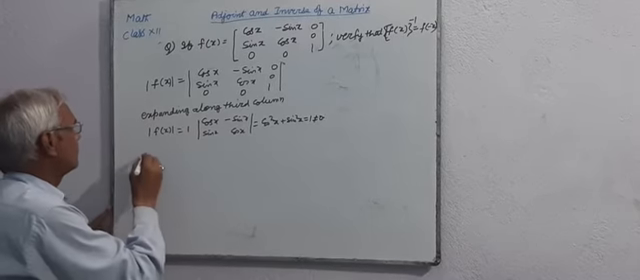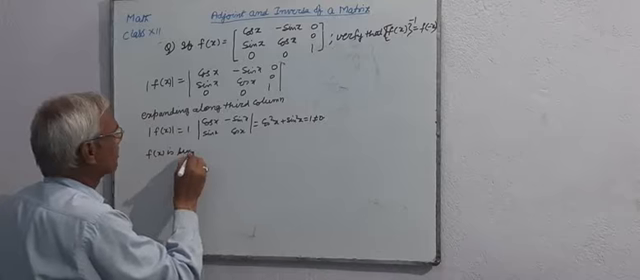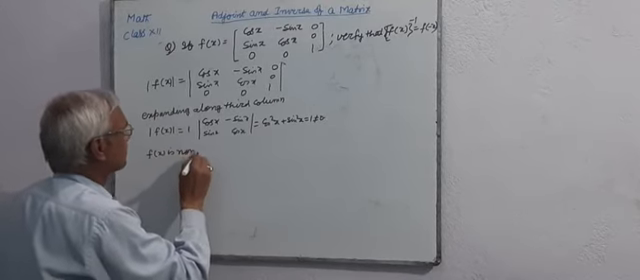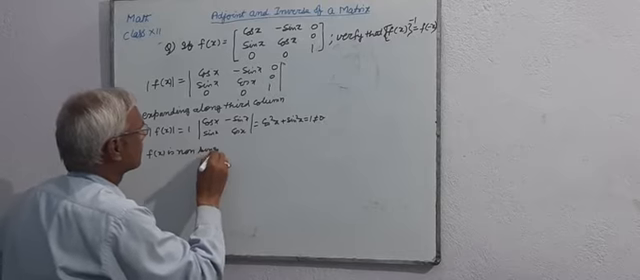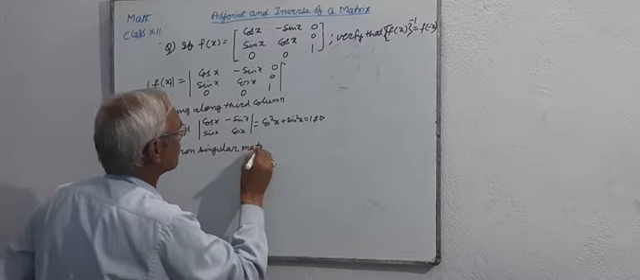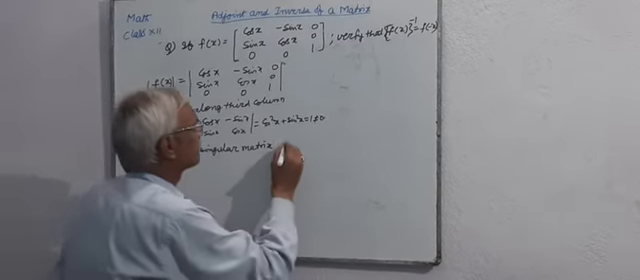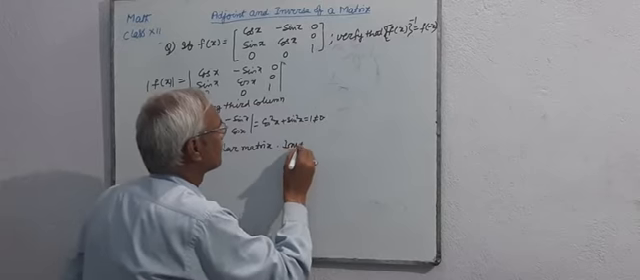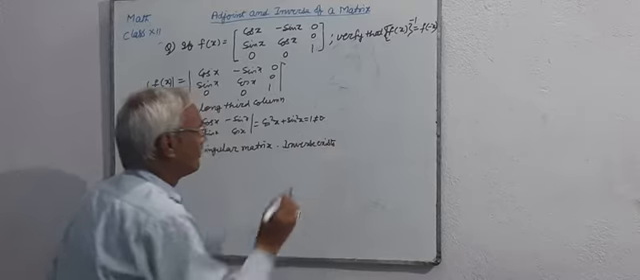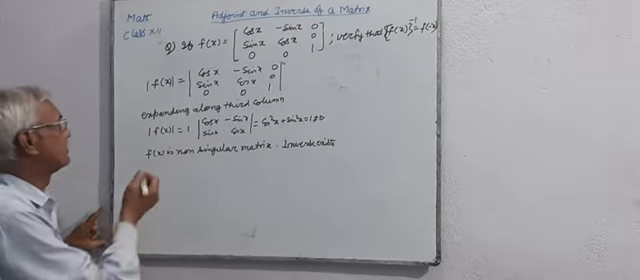Therefore, f(x) is a non-singular matrix. Inverse exists. First of all, find the cofactor of all elements.